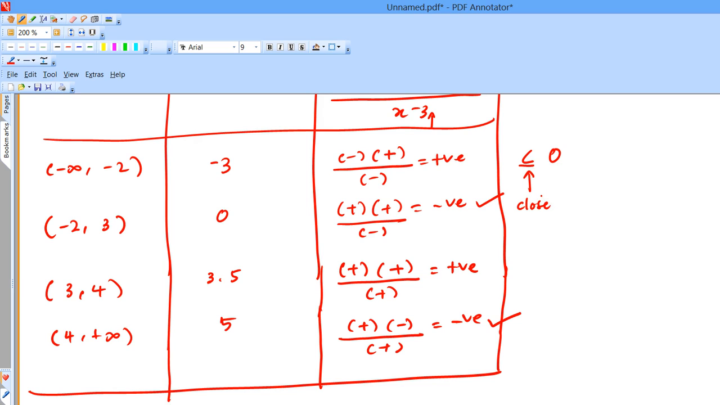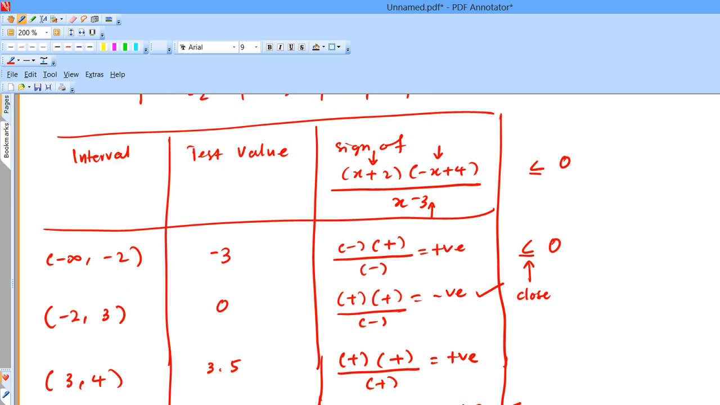But you need to remember, when we have a fraction, the denominator must not equal 0, which means our x must not equal 3, and we have a critical value equal to 3. So how do we write the solution in interval form?